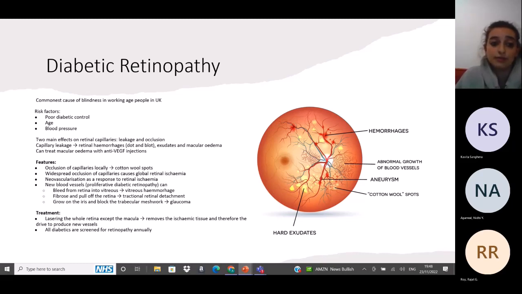Sometimes they can also grow on the iris, and they can block the trabecular meshwork, so they can cause glaucoma. So diabetic retinopathy leads to loads of other conditions. In terms of treatment, you can laser the whole retina, which gets rid of all the ischemic tissue, and that gets rid of the drive to produce new vessels. All diabetic people are screened annually for retinopathy, and obviously if you can improve their diabetic control, that's going to have a big effect as well.